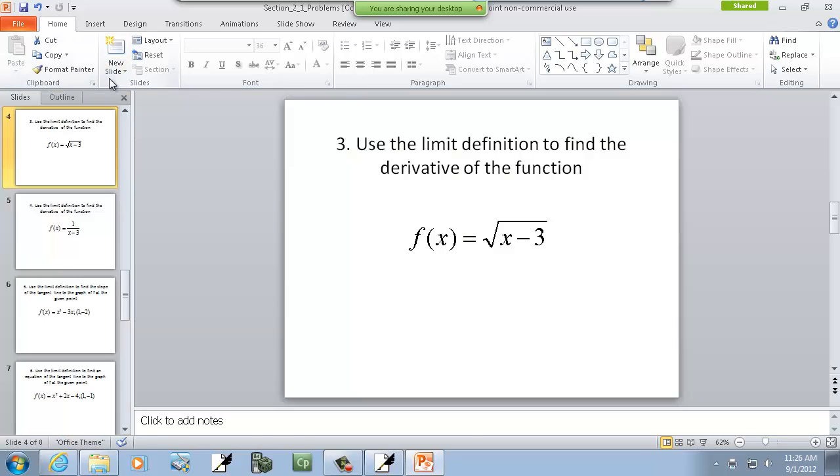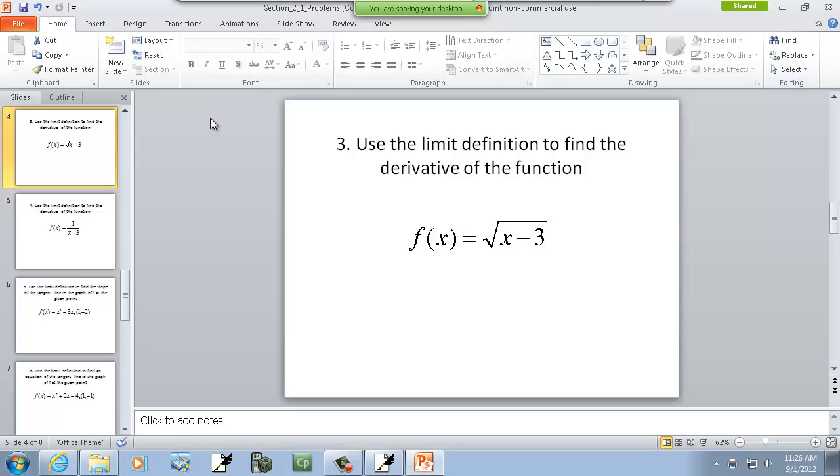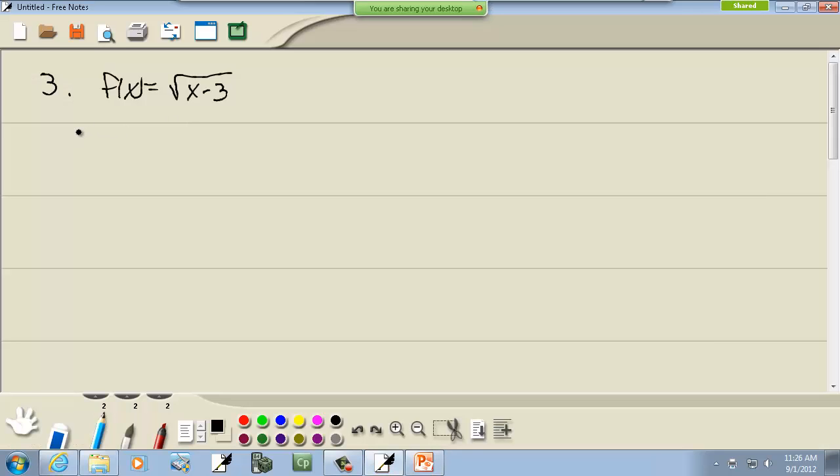Okay, so we got f of x is equal to square root of x minus 3. And again, use limit definition to find derivative. Well, our first step was to identify f of x. Very easy. It's given. F of x is equal to square root of x minus 3. Our second step is to find f of x plus h.